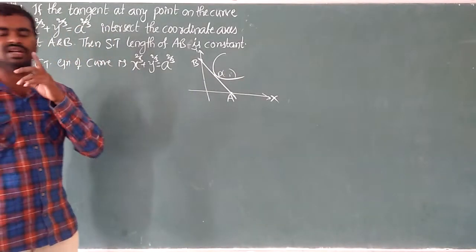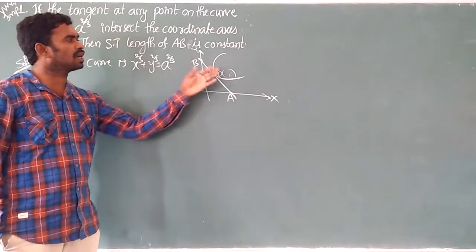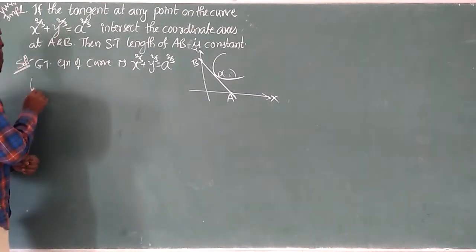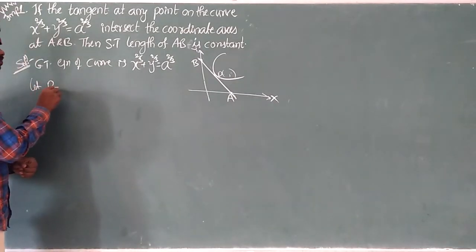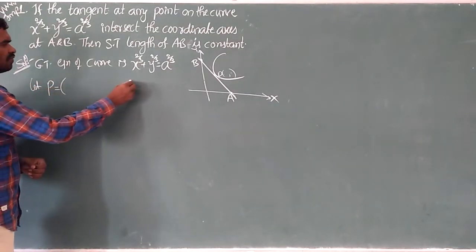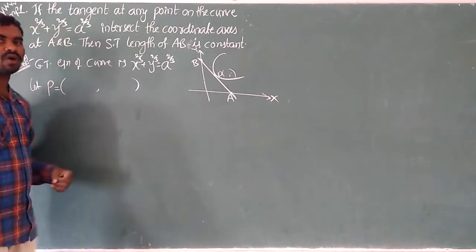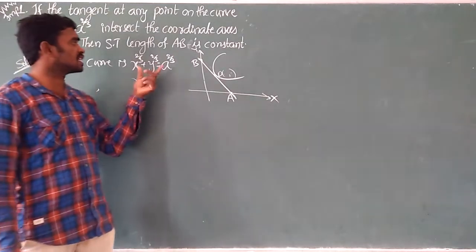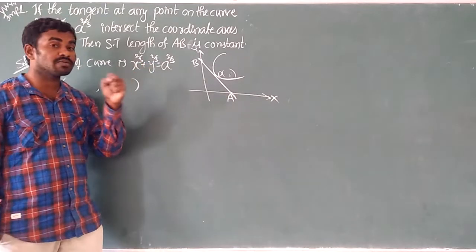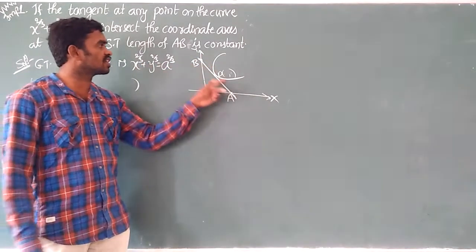So using this curve equation at some point P, do you know what is the point? Not only (x1, y1). So we have to assume a point P. So let capital P be... we have to assume how? That point must satisfy this curve equation.